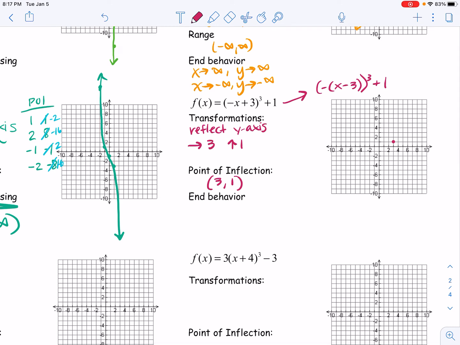The only thing that's changing my pattern of graphing is the reflection over the y-axis. So again, instead of going right and up, now I'm going to go left and up. Instead of going left and down, I'll go right and down. Instead of going right 1 up 1, I'm going to go left 1 up 1. And then instead of going right 2 up 8, I'll go left 2 up 8. Instead of going left 1 down 1, I'll go right 1 down 1. And then instead of going left 2 down 8, I'll go right 2 down 8.